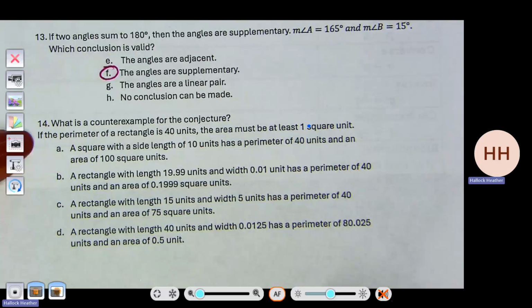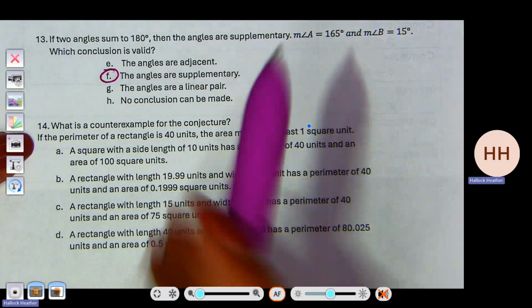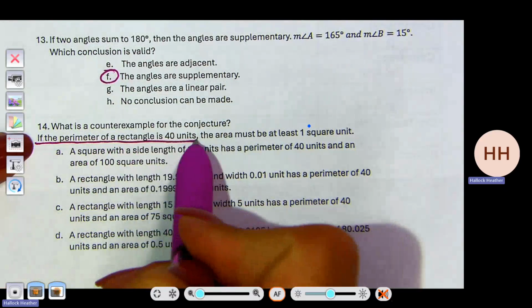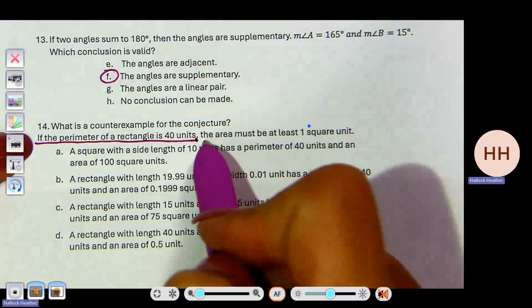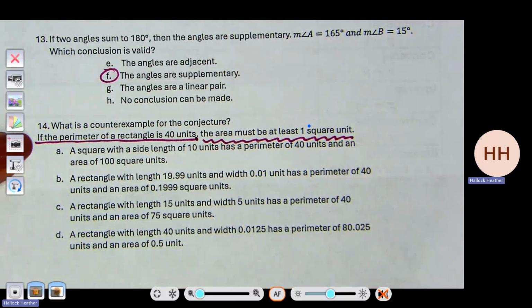14 is weird. It says, what is a counterexample? So they're saying that there is a counterexample. So the statement that they're giving me is false. I have to pick something that's proving it's false. It says if the perimeter of a rectangle is 40, that has to be true. The area must be at least 1 square unit.